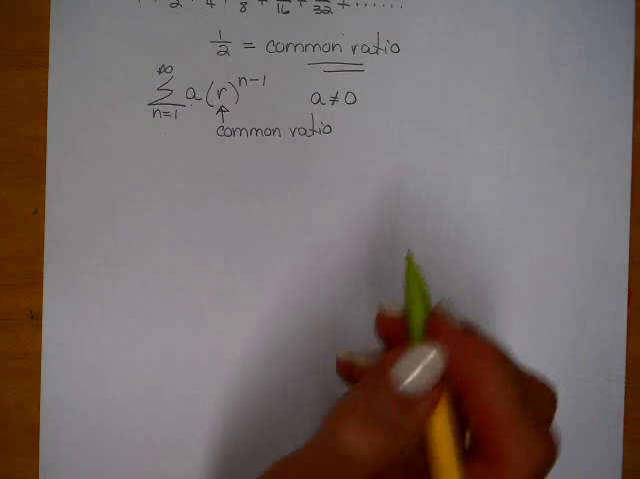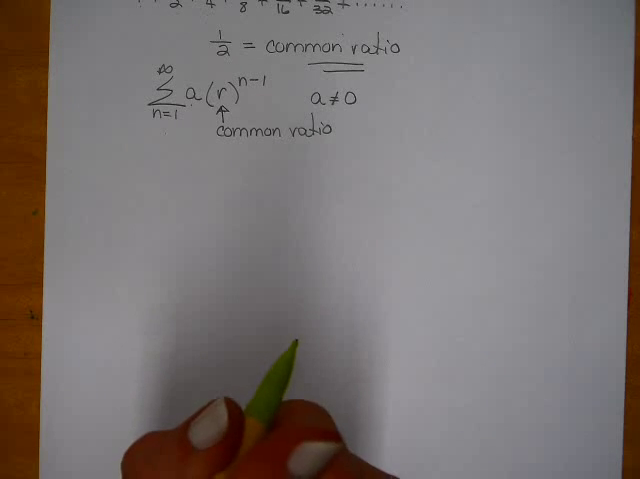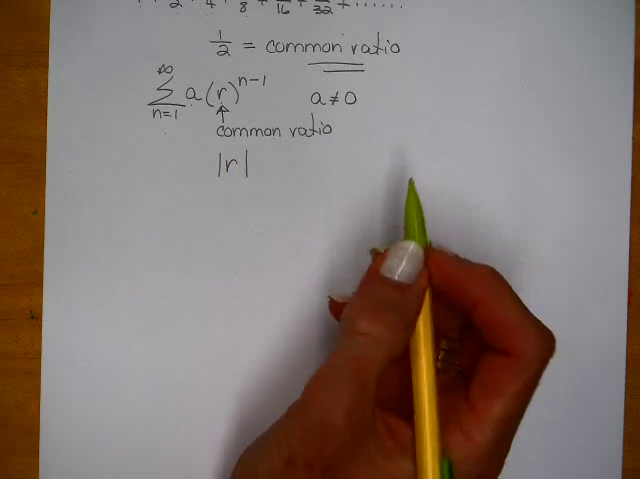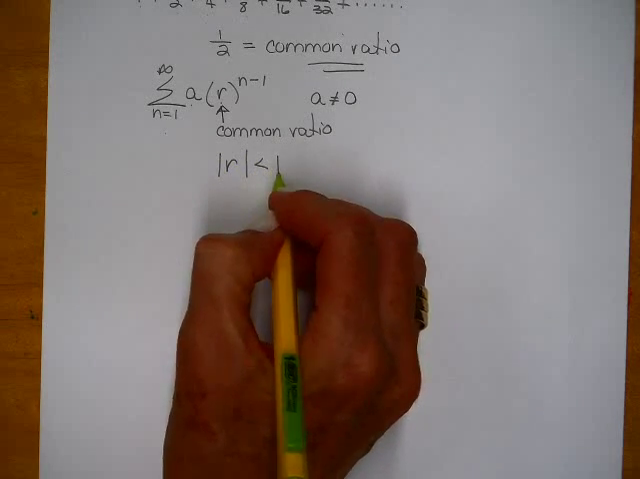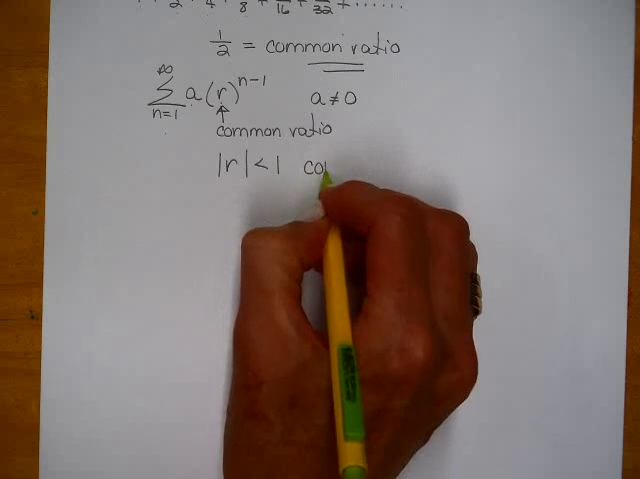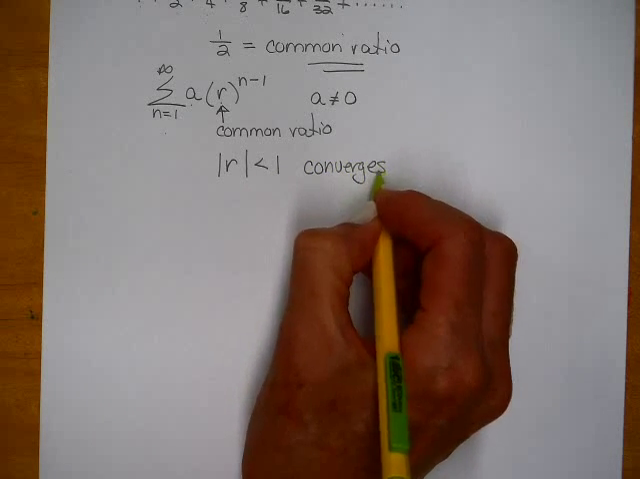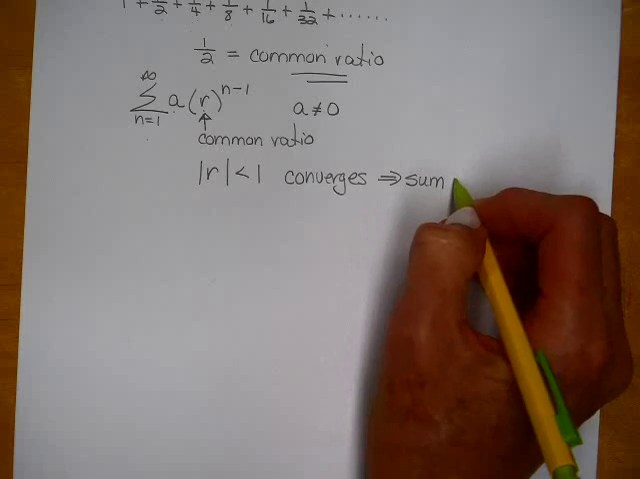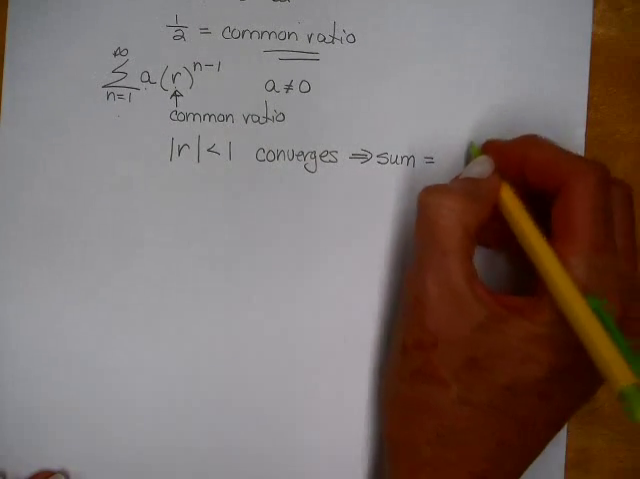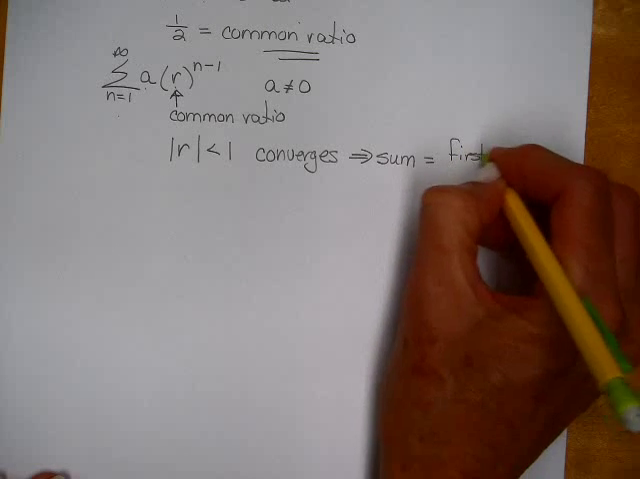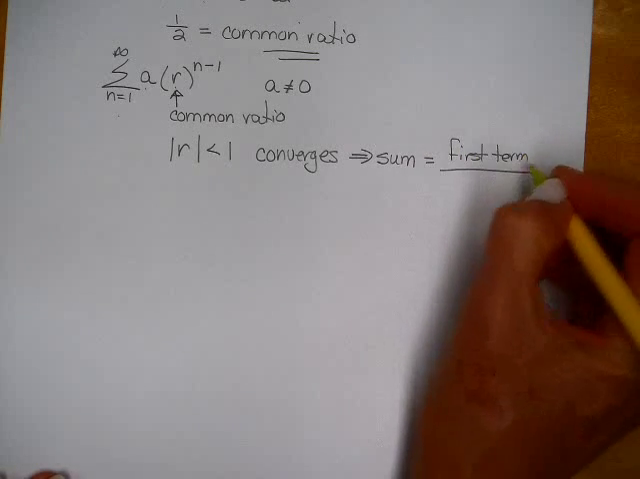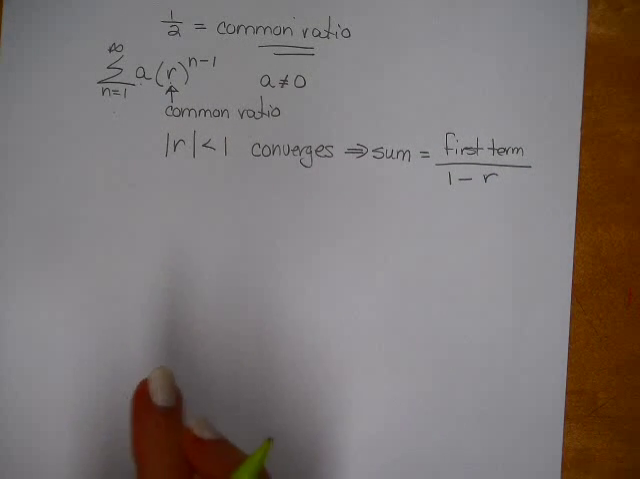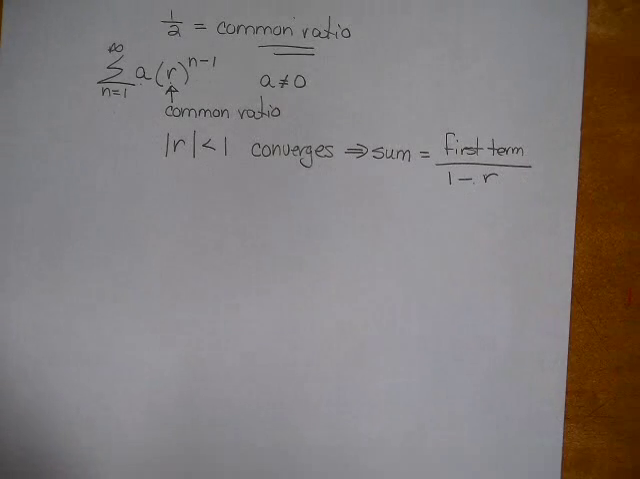Now the thing about a geometric series is it will converge for some values and it will diverge for others. If the absolute value of your common ratio is less than 1, this series converges. And if it converges, it has a sum. And the formula for the sum is the first term divided by 1 minus your common ratio. This is the formula for finding the sum.